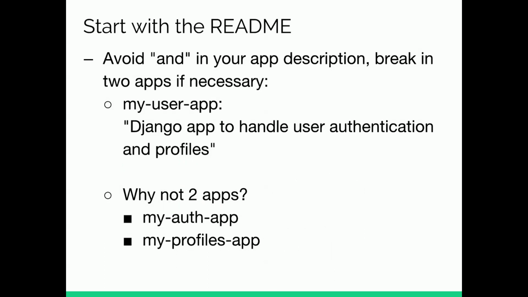And if you are describing your app and you find yourself adding "and" in the description, maybe you should break it into two apps. It shouldn't be a single app, it should be two. For example, if you have a user app that says it's a Django app to handle user authentication and profiles, that's two concerns. Maybe it should be two apps, my auth app and my profiles app, instead of just a single one.